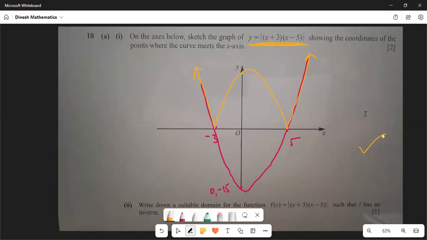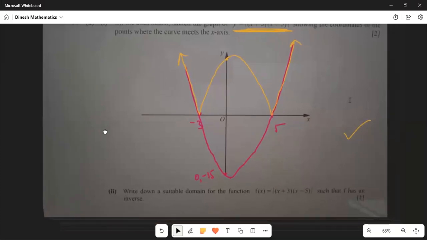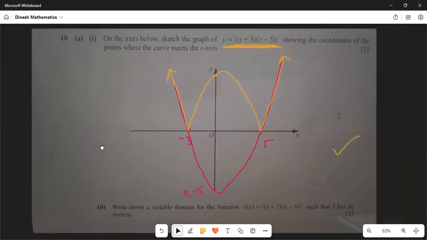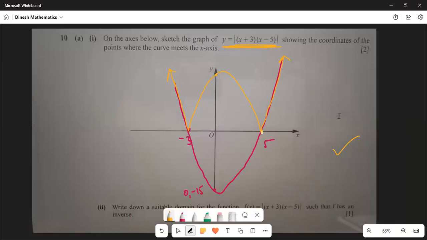And the second part, let's see. In the second part, it says, write down a suitable domain for the function f(x) equal to this, so that f has an inverse. For f to have an inverse, you can take any part of the domain. There are many domains that you can break this into. Like you can take x less than or equal to -3, because then you'd have just this graph. You can find the inverse of this, one-to-one, no?